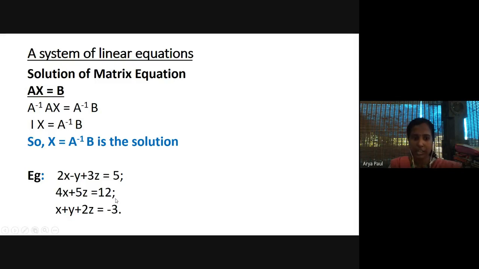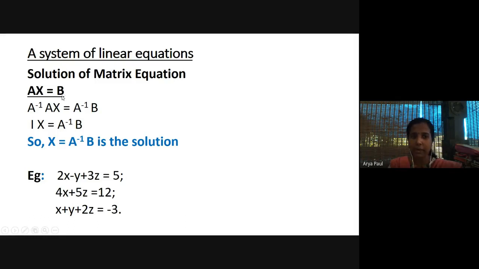Using the matrix equation Ax equal to B, you can solve this. What is A? A is a matrix. The first row is 2, minus 1, 3. For the second row, the y part is absent here, so it is 4, 0, 5. The third row is 1, 1, 2. I hope this is clear. That is the A matrix.